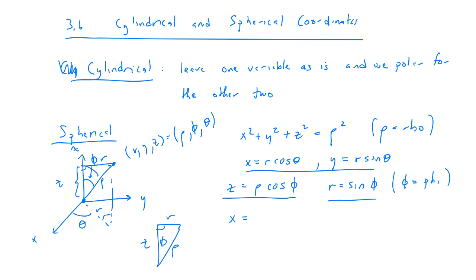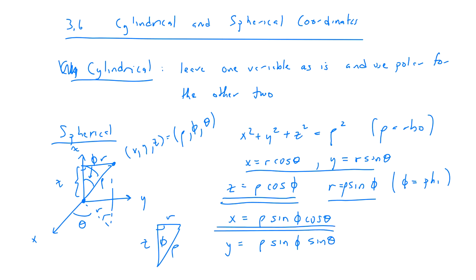Oops, and I lost a row there. So I'm going to get x equals rho sine of phi cosine of theta. And y is equal to rho sine of phi sine of theta. And there's our conversion. Okay. And the extension.